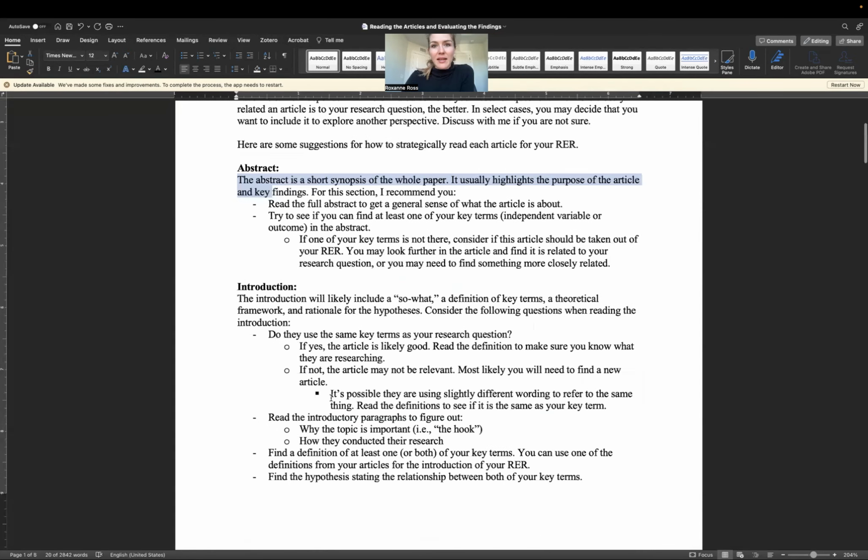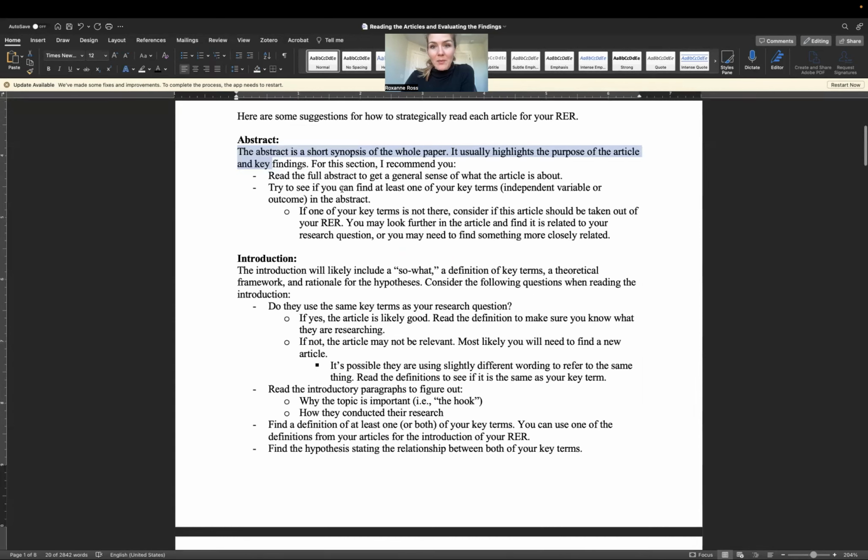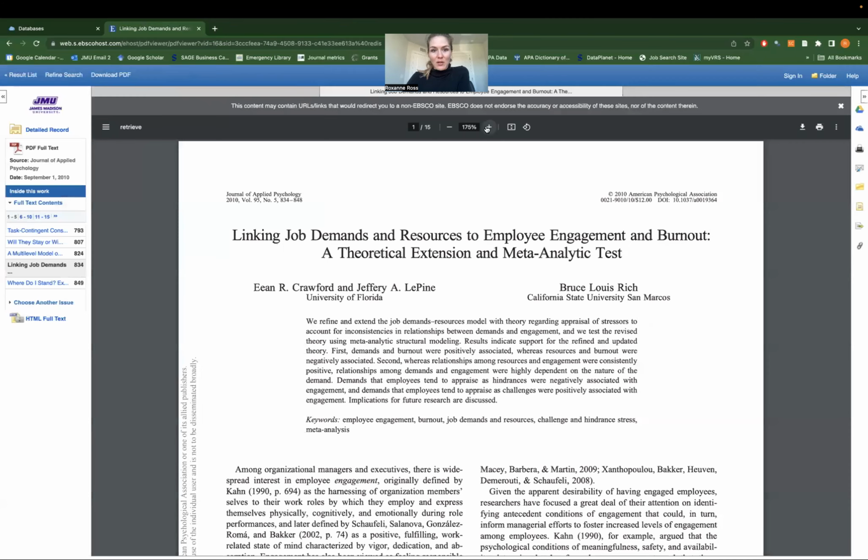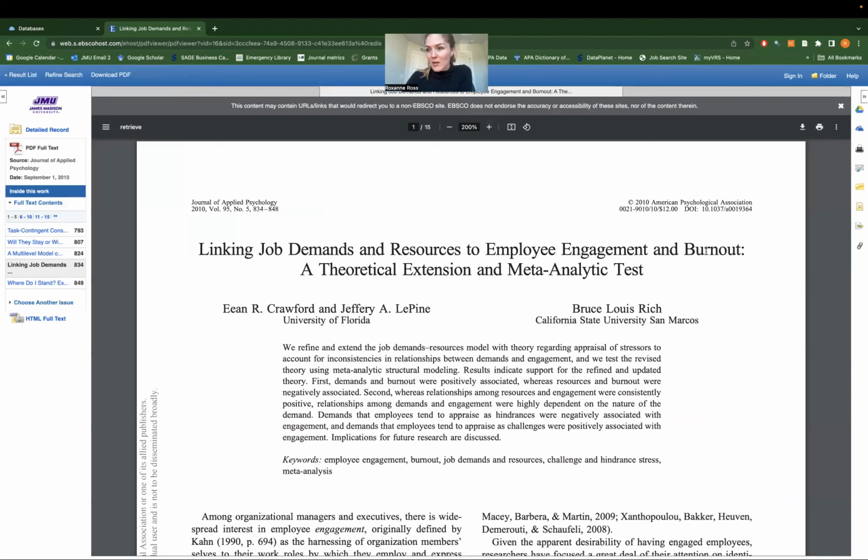Okay, so with the article, we'll read the abstract. It gives you a brief synopsis of what the article is about, and we'll look for our search terms. So in this article, we already get a sense that burnout is relevant here. We know that it's a meta-analysis. And so here is why you want to use that truncation, because they said meta-analytic test. It's the same thing as a meta-analysis. But we know there's burnout.